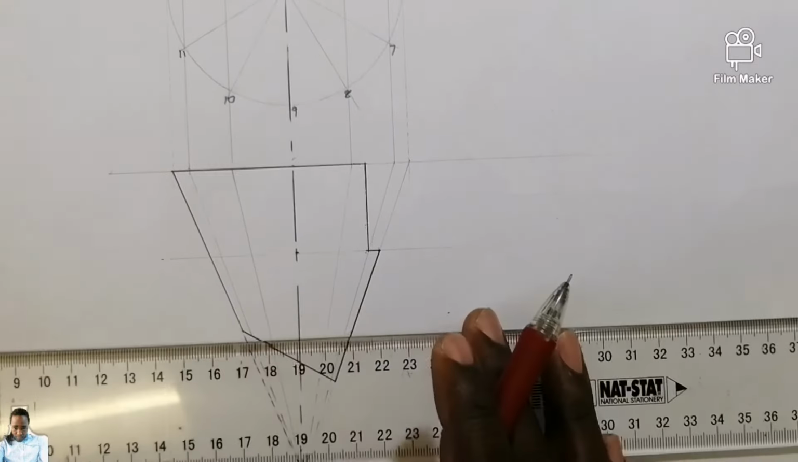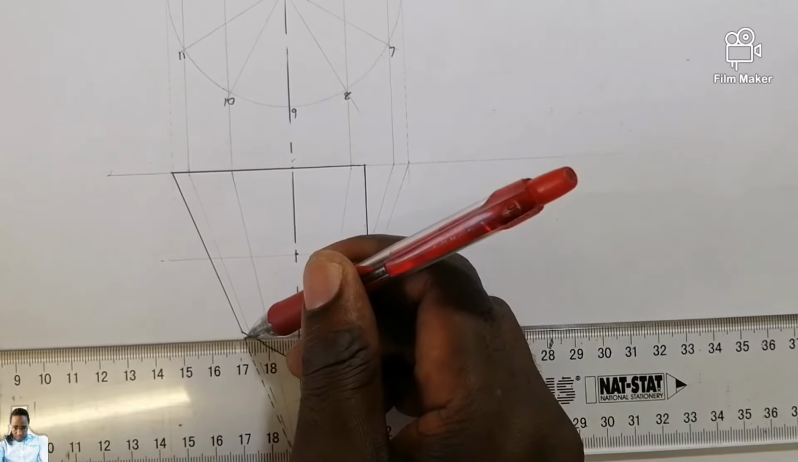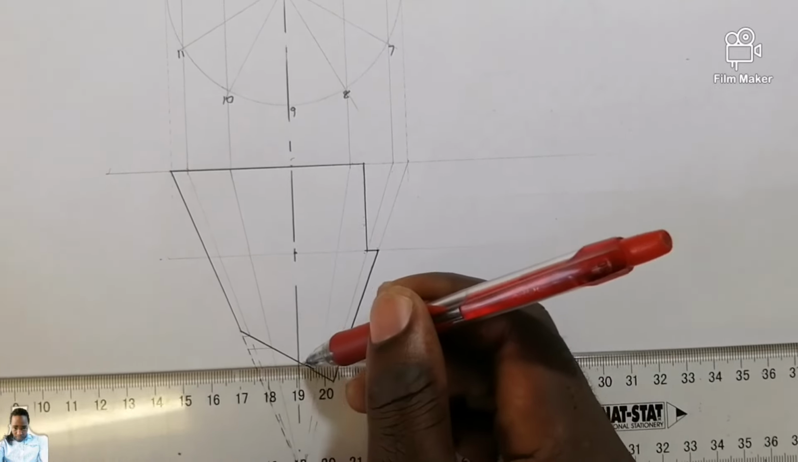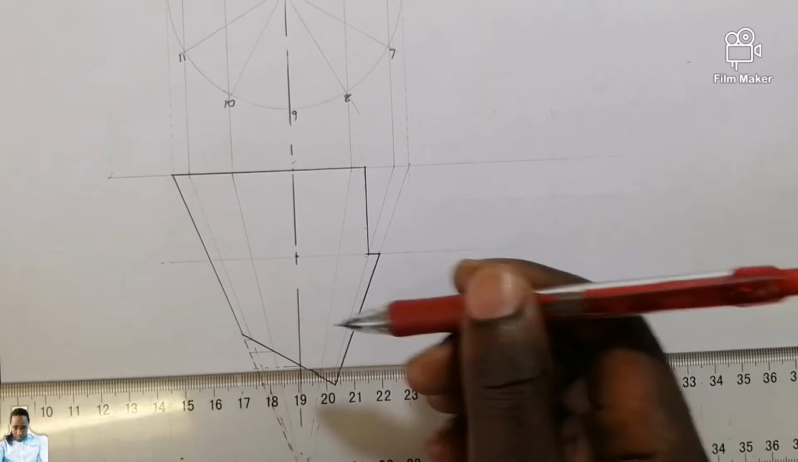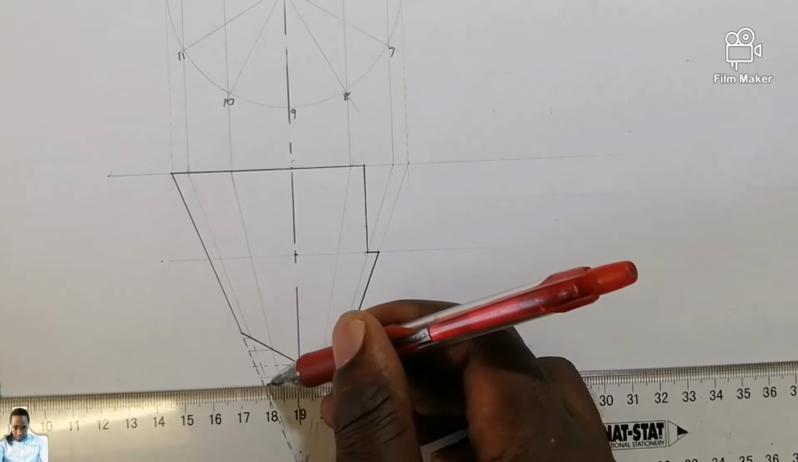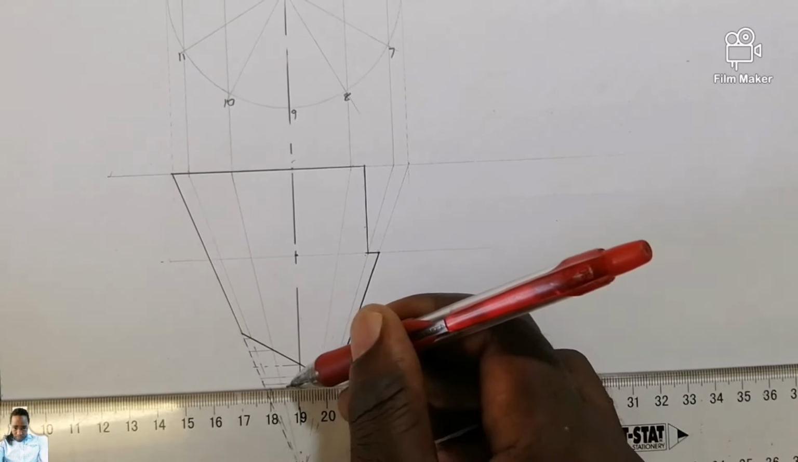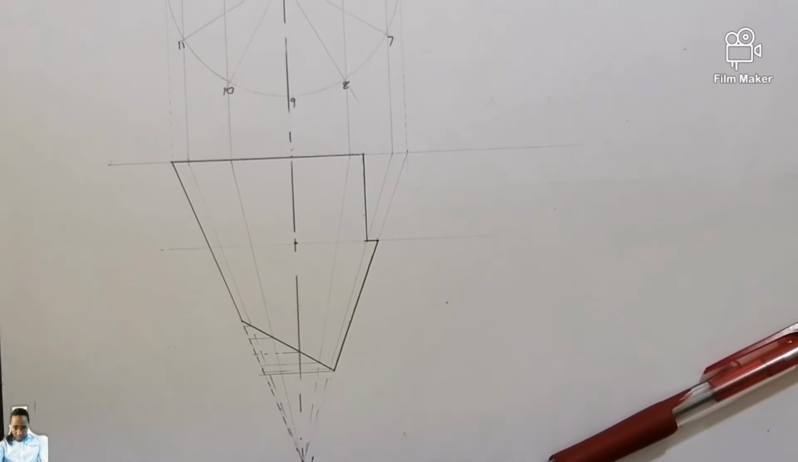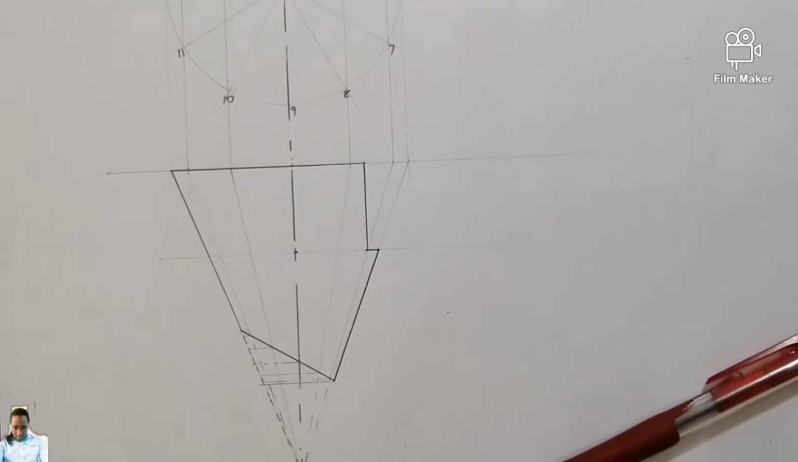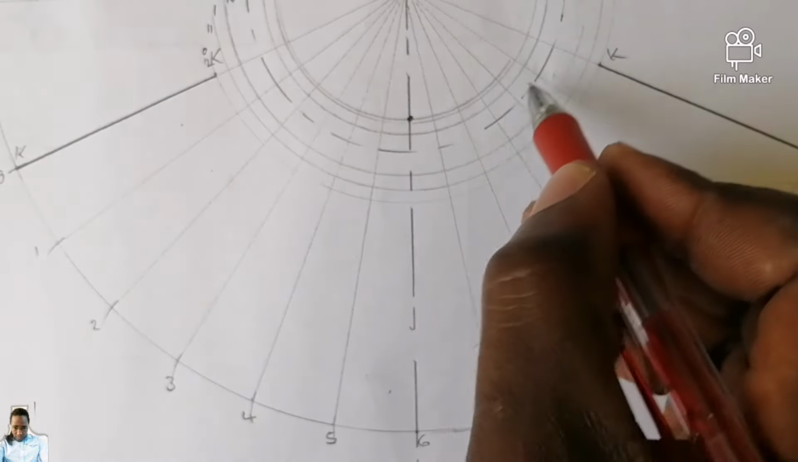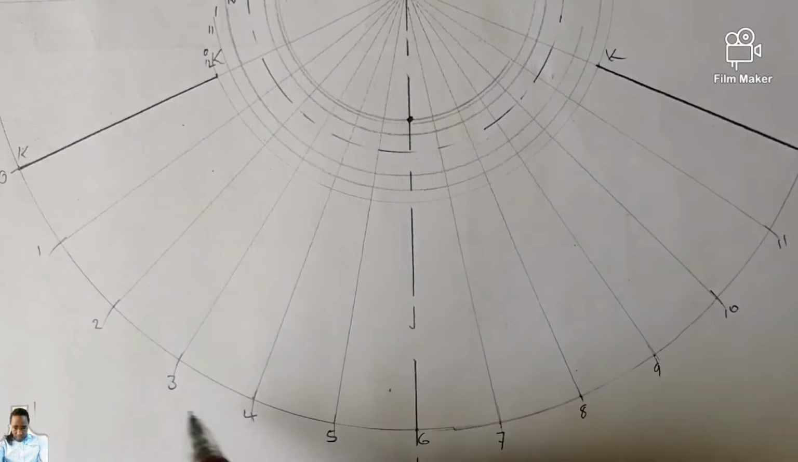Let's start by further extending this line just a little bit like this. There you go. So we are going to make use of the apex point. In your examination room, start with this one before you even go down there and see what is happening, because this one is simple, straightforward.